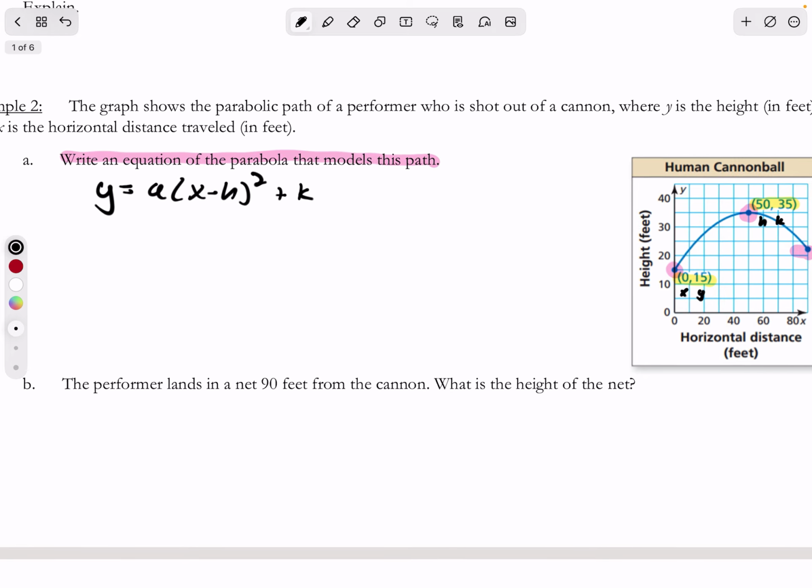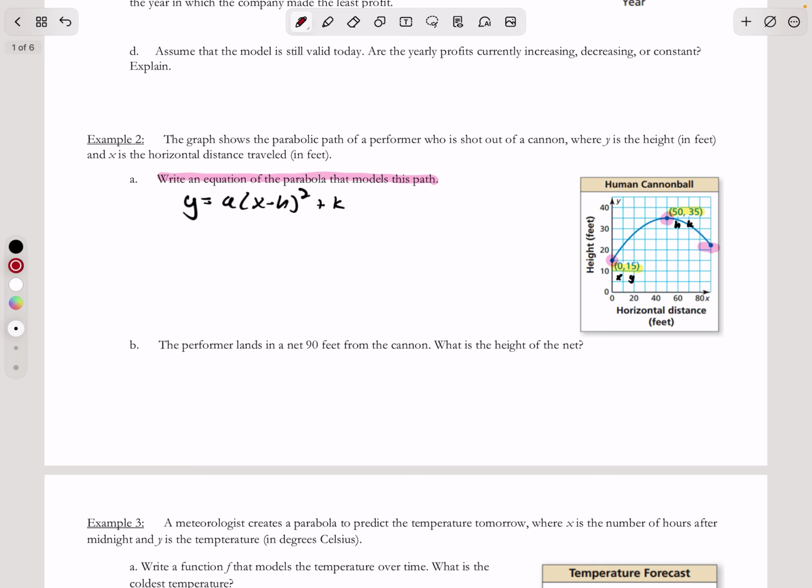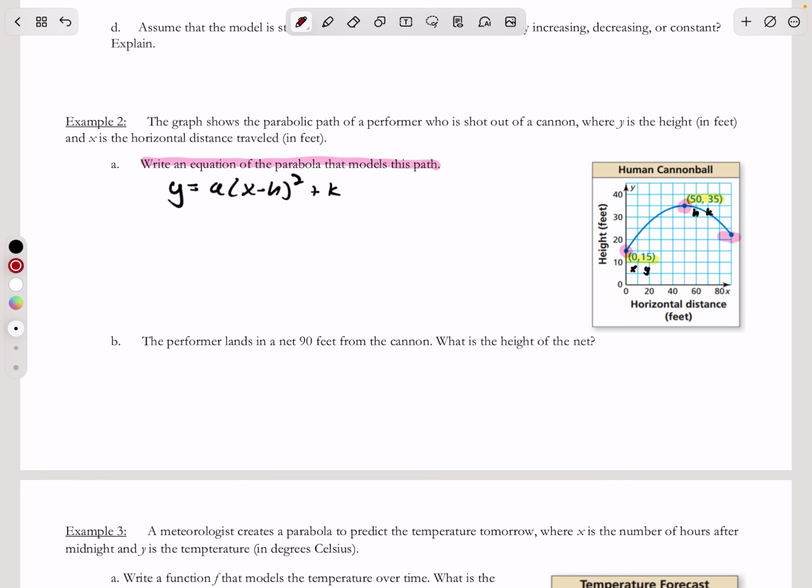So let's go back into the equation and put in those numbers. It's going to leave just the a exposed, and we're going to solve for it. So my y, just going in order, my y from the problem is 15. My x is 0. My h, the x coordinate of the vertex, is 50. And my k, the y coordinate of the vertex, is 35. So let's put in all the things from the problem.